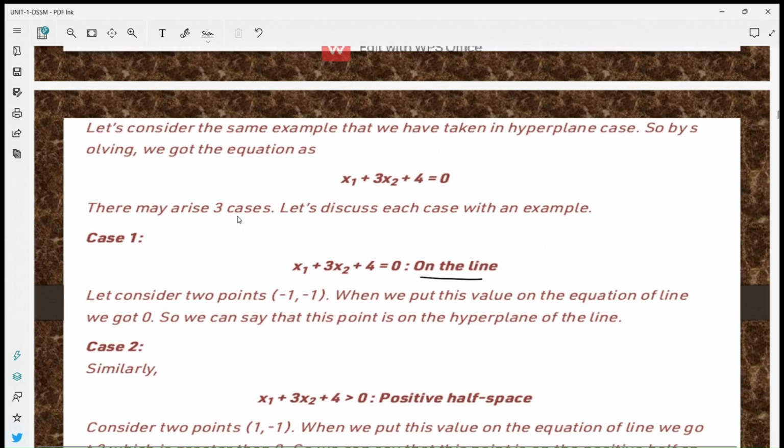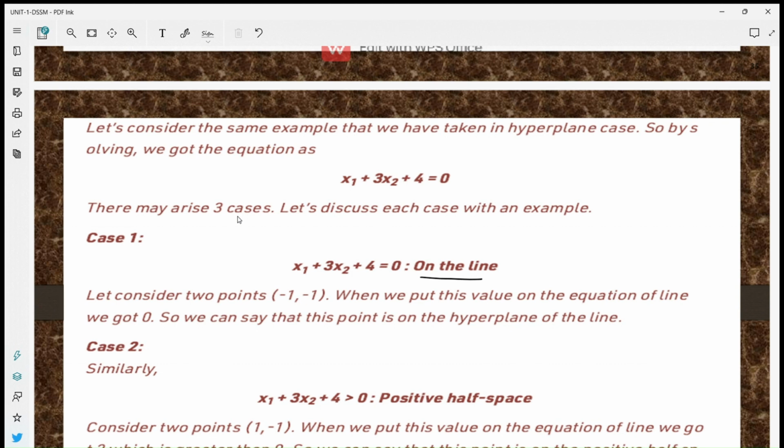Let's consider the sample example that we have taken in the hyperplane case. By solving, we got the equation x1 plus 3x2 plus 4 equals 0. There may arise three cases. So let's discuss each case with an example. Okay, so x1 plus 3x2 plus 4 equals 0. So let us consider the points. See here, assume that this is x and y.